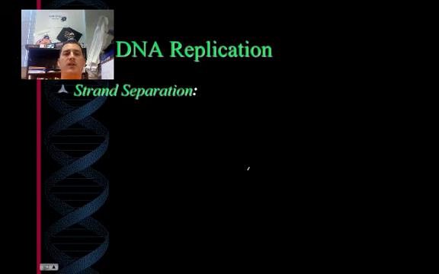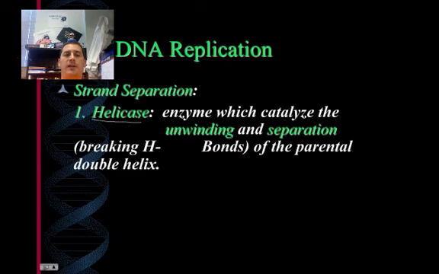So replication begins with what's called strand separation, and an enzyme named helicase. We know this is an enzyme because it ends in -ase. It's an enzyme which catalyzes the unwinding, or the separation, of the hydrogen bonds. It breaks the hydrogen bonds of the parental double helix.